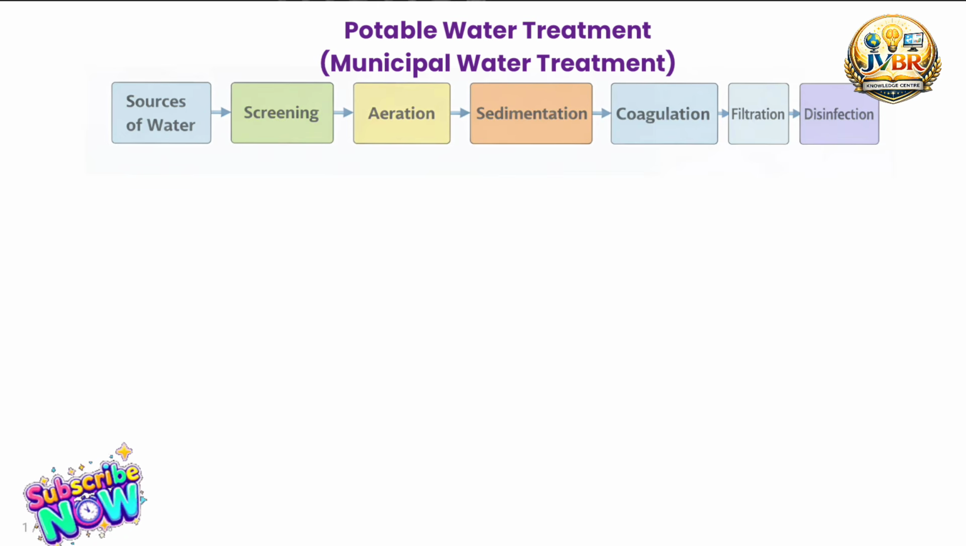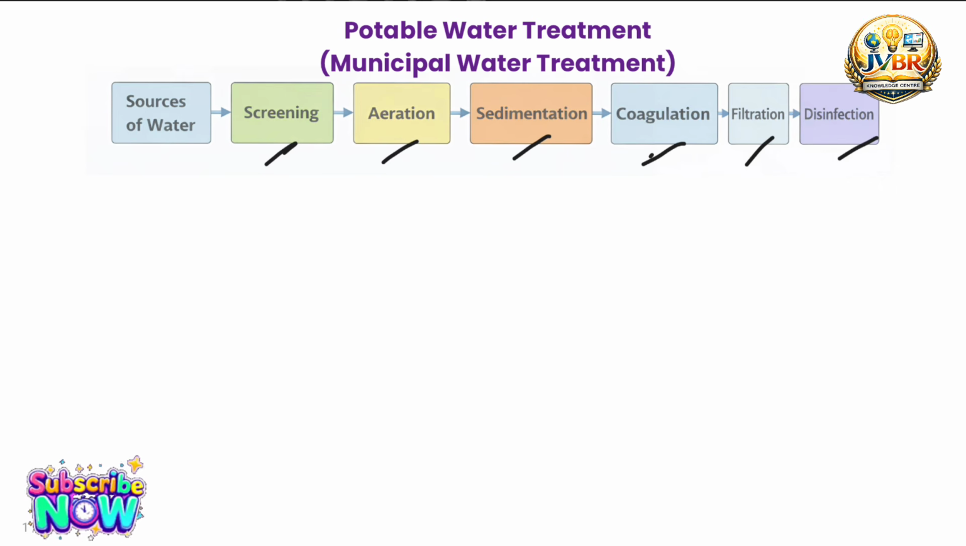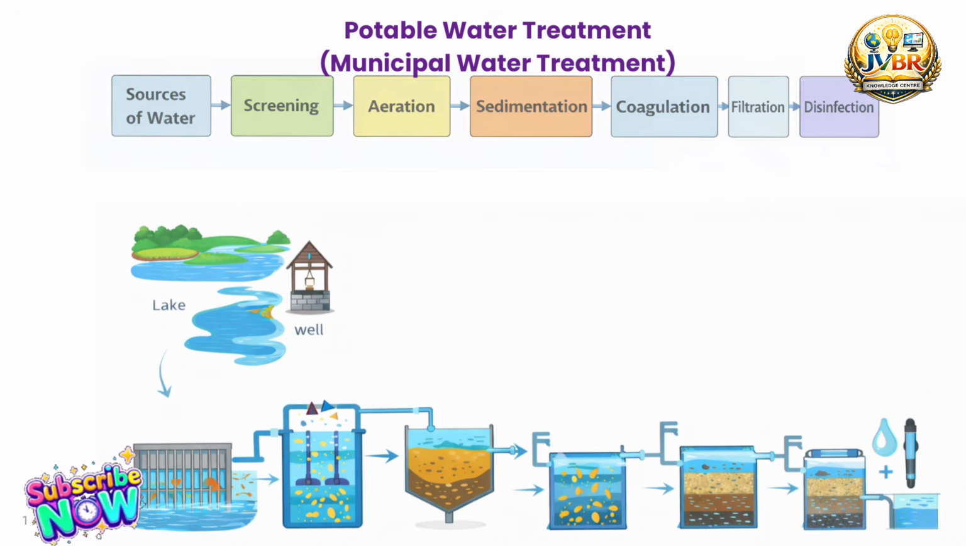Potable water treatment. Here are the steps involved in treatment of potable water: screening, aeration, sedimentation, coagulation, filtration, and disinfection. Let us see one by one how each step is involved in the purification process.